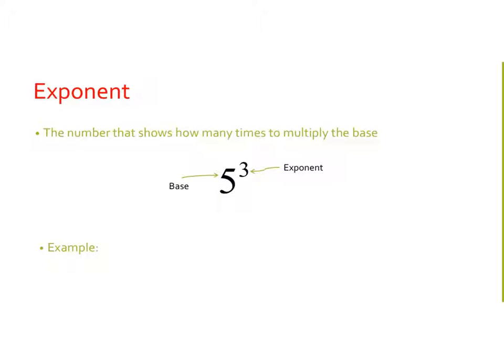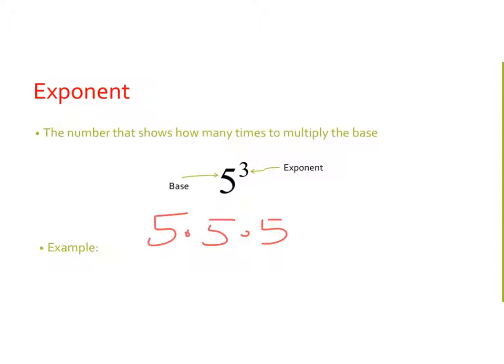Alrighty, so exponents. It says a number that shows how many times to multiply the base. So if we take a look here, here's the base. That's the number 5. You're going to multiply it 3 times. That's what this part tells us. Now, I know you've probably seen this before, so this part's not exactly new. So again, what that really means is 5 times 5 times 5.